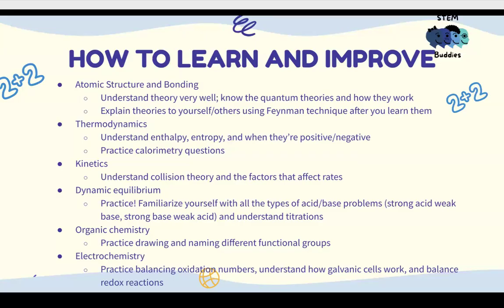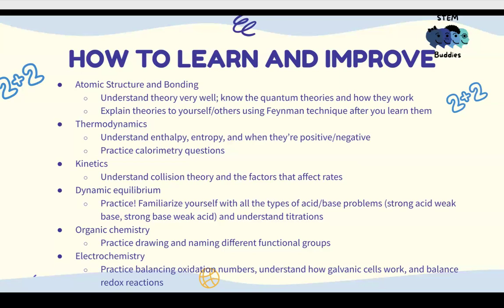And so some things you can do is you can try to explain the quantum theory. You can try to explain orbitals and their shapes and why they can be found in certain electron densities. And just try to explain that and try to draw out any diagrams that might be included with these theories.